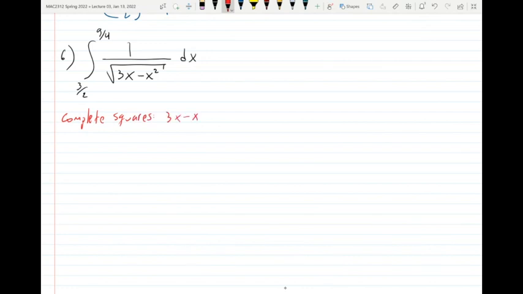So we have 3x minus x squared. The first thing I'm going to do is rewrite this as negative x squared plus 3x. And like I said, the leading coefficient has to be 1, right? So we need to get rid of that negative. So that's minus x squared minus 3x. And we're going to complete the square inside the parentheses, because this minus is going to affect everything we do.